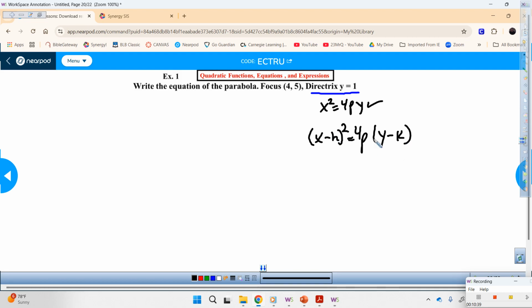So we need to fill this form up, so that means we start arranging our data. What information do we have? We have a focus, 4, 5. We need a vertex. We need a directrix point. And we need a distance between the points. So like that we can fill out our information.